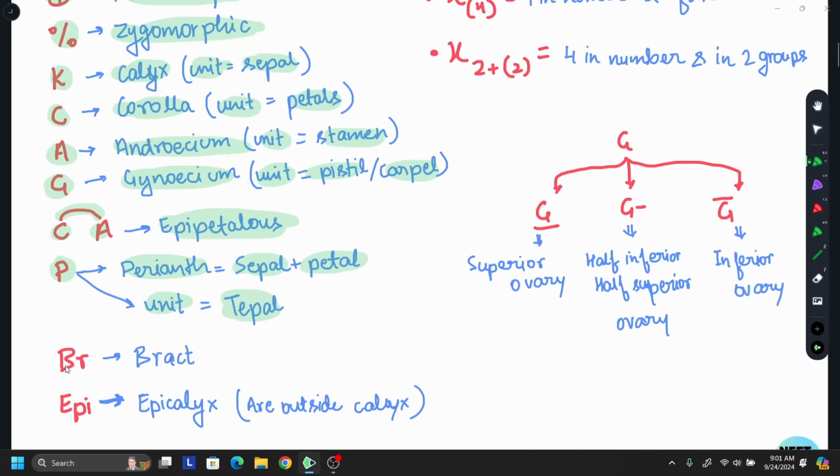Now BR represents bract, on the basis of which I have already told you there are two types of flower, bracteate and abracteate. Bract is the small leaf-like structure found at the base of the flower. EPI represents epicalyx. There are small green leaf-like structures outside the calyx, and these are known as epicalyx.